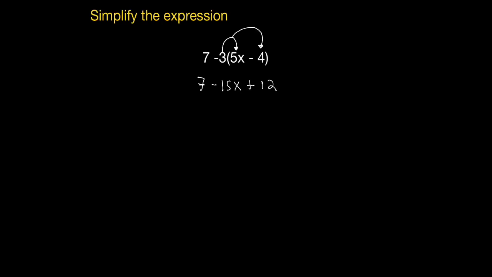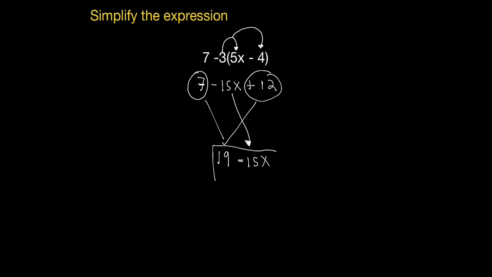So we take a look and we see that we can combine the 7 with this positive 12. So 7 plus 12, that's going to give us 19. And then we have that negative 15x right there. And this is as far as we could go because 19 and negative 15x are not like terms. We can't combine them any further. That would be the simplification.